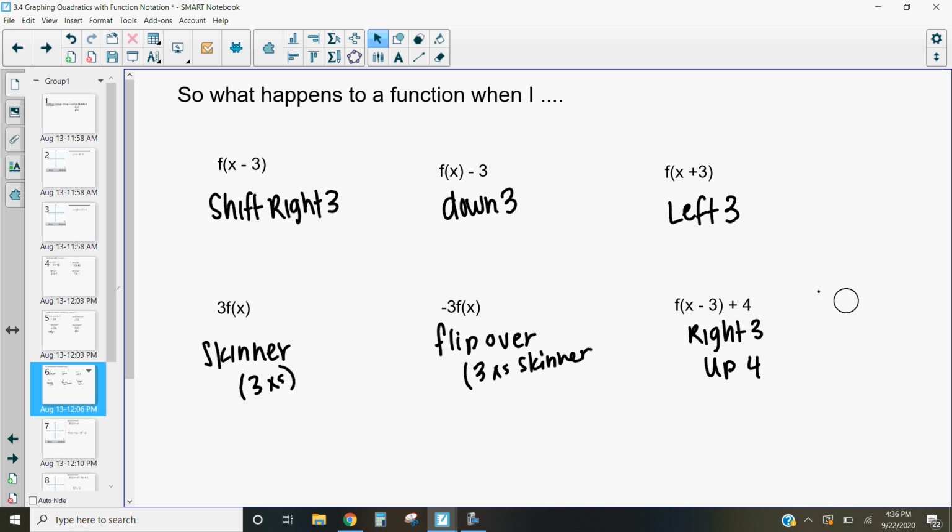So the biggest difference between this and something like the vertex form is that these numbers are shifting a whole function. When we have vertex form, we're talking about shifting x squared. But when we're looking at these ones, we're shifting a whole function. It doesn't matter what it is. We're going to take that original function and shift it.